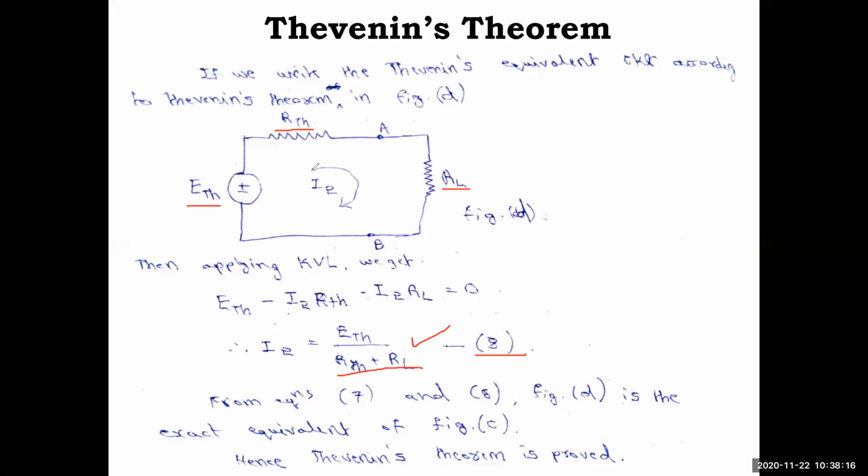Millman's theorem is applicable when there are multiple sources connected in parallel, right? So the circuits connected in different fashion are converted into a single voltage source in series with a resistor, and for that the current also came out the same. So finally, from equations 7 and 8, figure D is the exact equivalent of figure C. This is proved, hence Thevenin's theorem is proved. Equations 7 and 8 are the same. That's why any complicated circuit can be replaced by a Thevenin's equivalent circuit.